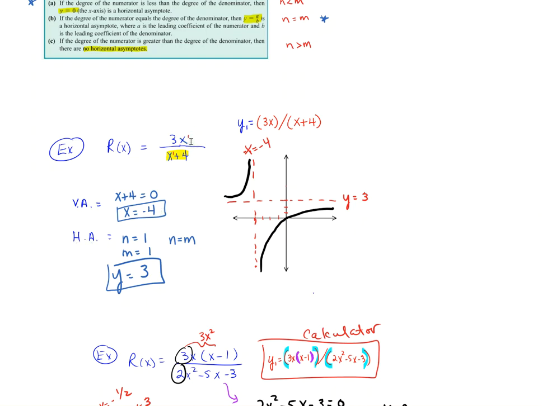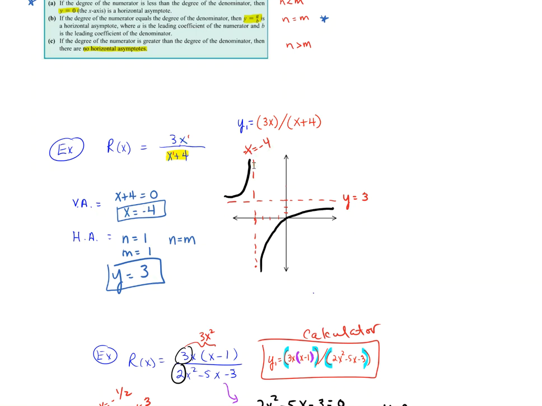For the horizontal, let's look at the degrees. The degree here is 1. The degree here is 1. So n equals m. That means we have to look at the leading coefficients. There's a 3 and there's a 1. So y equals 3 over 1, or just y equals 3. So we found all the asymptotes. Then we go to a grid and we put dotted lines for this equation and this one.